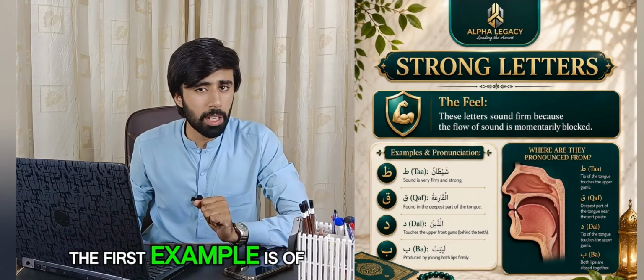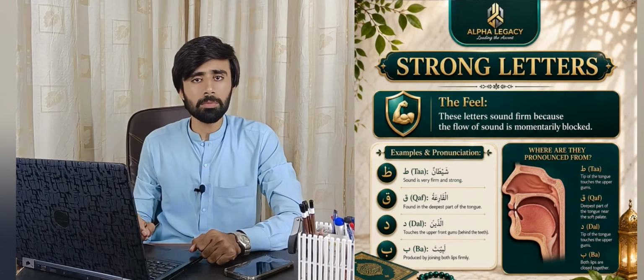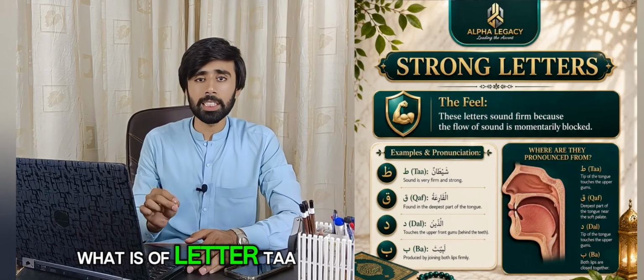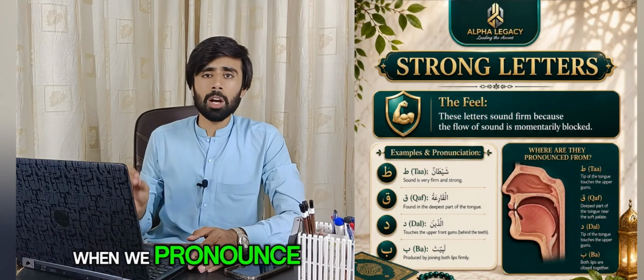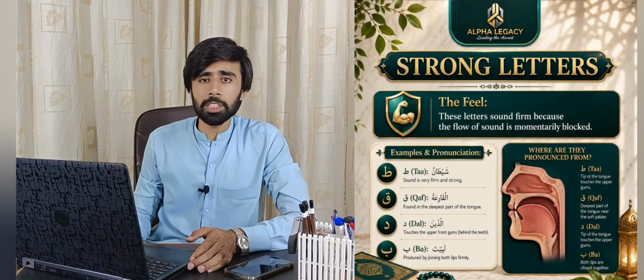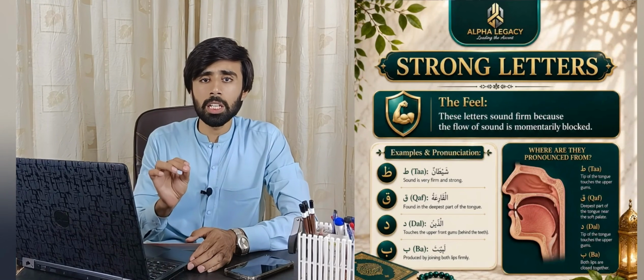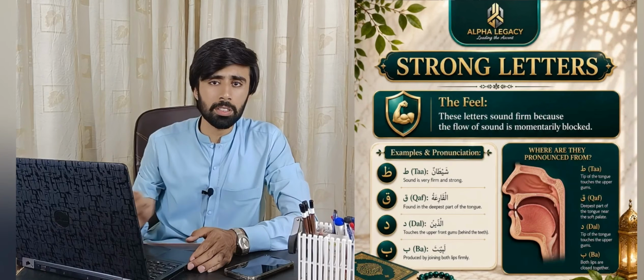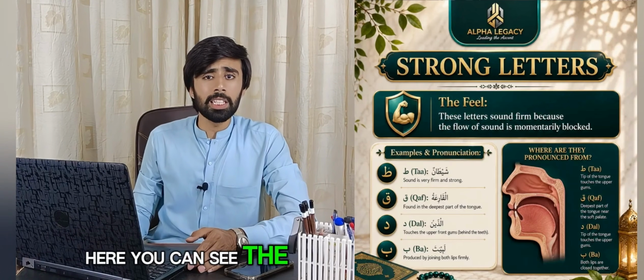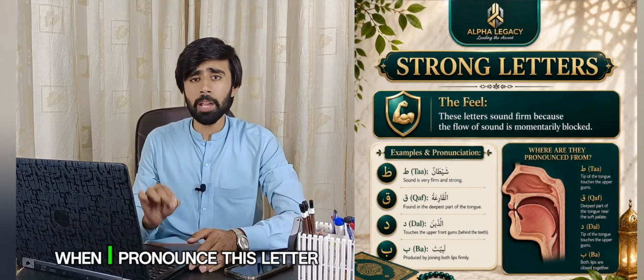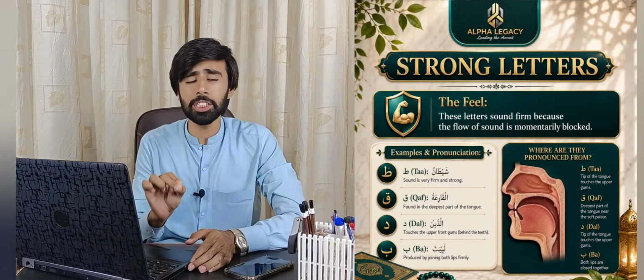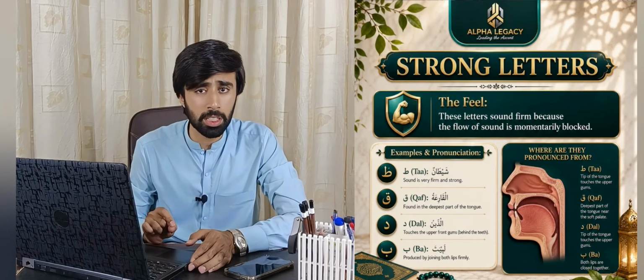The first example is of the letter ta. When we pronounce أعوذ بالله من الشيطان الرجيم, من الشيطان الرجيم, here you can see the sound is blocking and the sound is firm when I pronounce this letter ta.